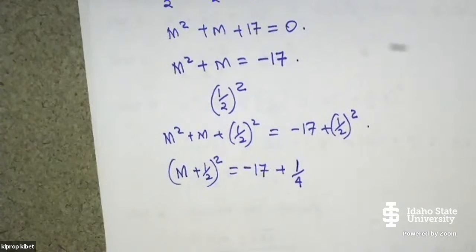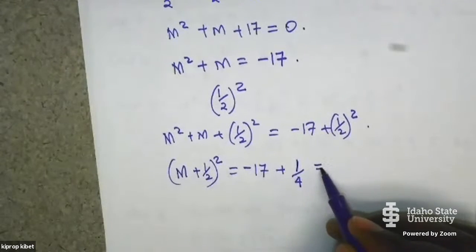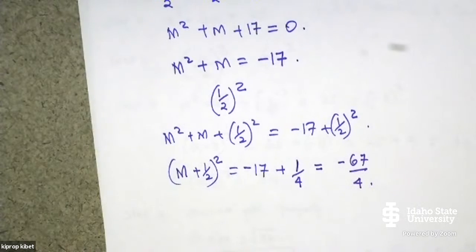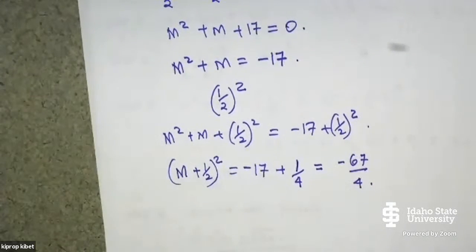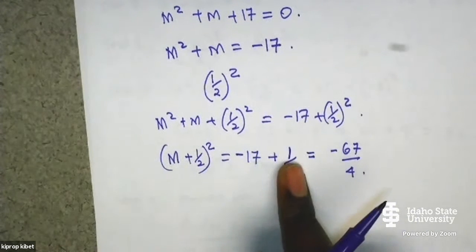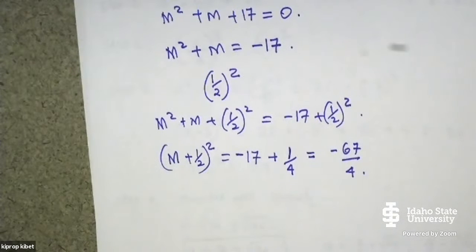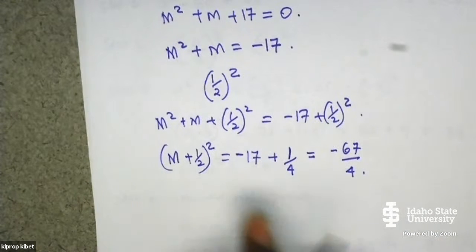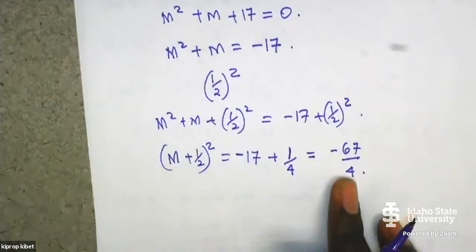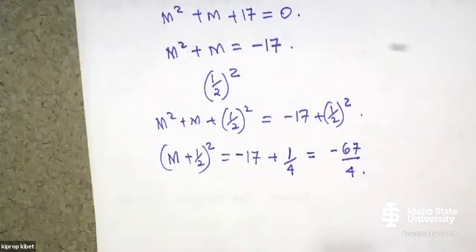So this is equal to minus 67 all over 4. So 17 times 4 is 68, but then plus that one, so you should get minus 67 all over 4.